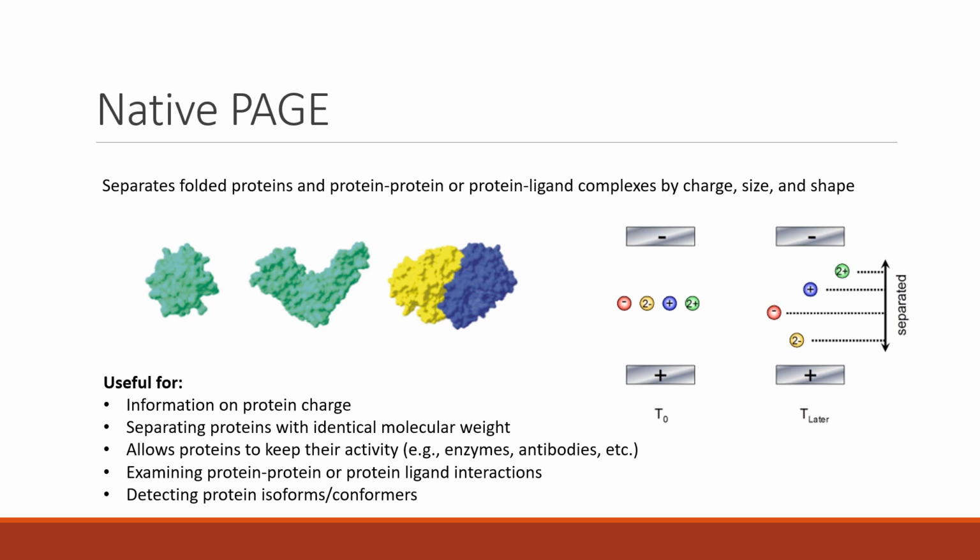Native PAGE is useful for getting information on protein charges, and for separating proteins that have the same molecular weight but may have a different charge. It also allows the proteins to keep their activity, such as ligand interactions and protein-to-protein interactions. And it helps us determine different protein conformations, isoforms, and conformers.